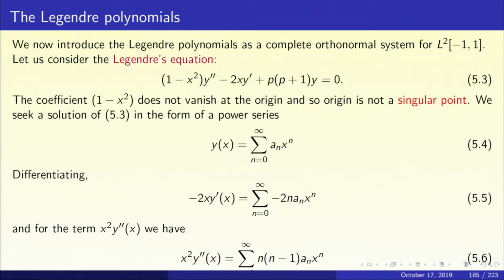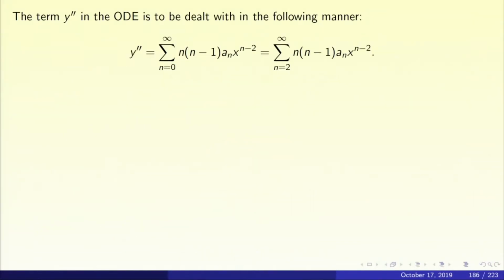In the differential equation you have an x squared y double prime with a negative sign, of course. So let us do an x squared y double prime, differentiate 5.4 twice with respect to x. You're going to get n into (n minus 1) a n x to the power n minus 2. But after multiplying by x squared, you're going to get x to the power n again. So x squared y double prime equals summation n into (n minus 1) a n x to the power n, n from 0 to infinity. Slide display 5.6.